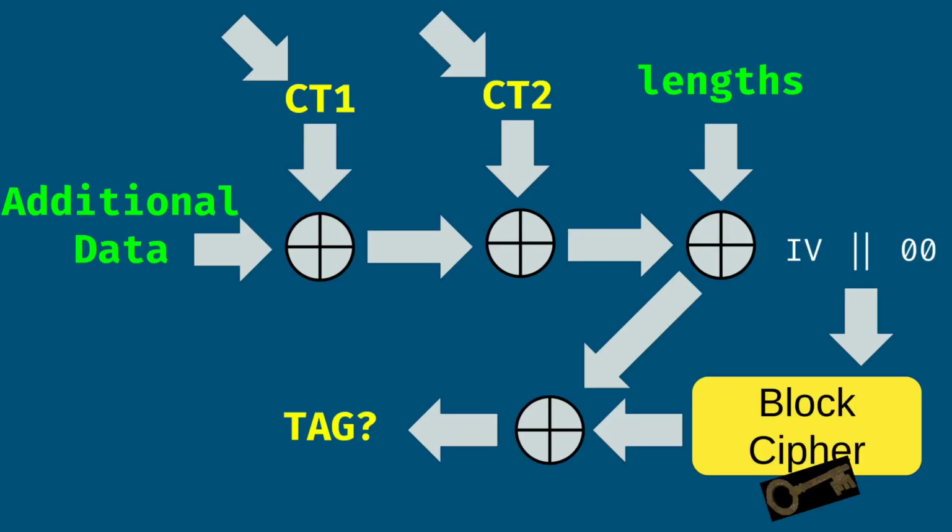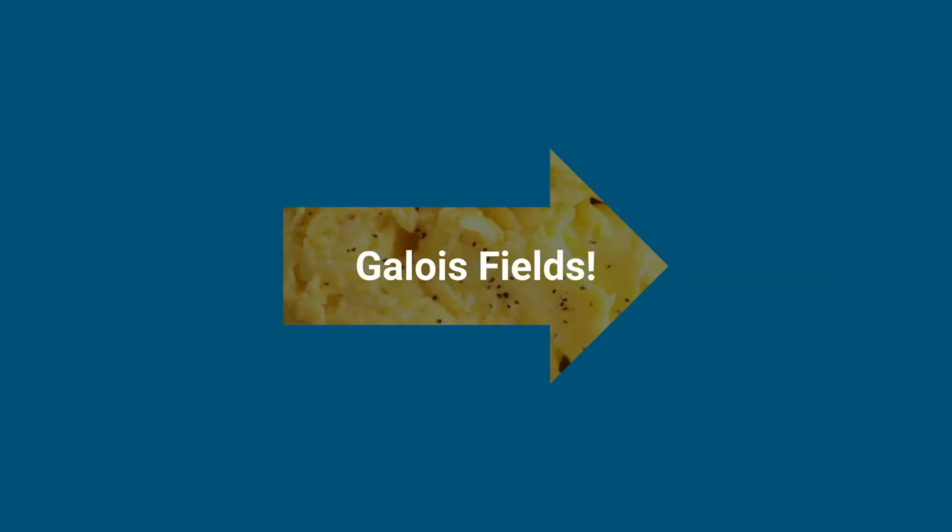The problem here is all this XORing, right? So we need some way to scramble it, depending on our key. We need to scramble everything before we XOR it. How do we do this scrambling? Galois fields! Yeah, they're used in AES for a ton of things. They're also used in GCM, hence the name: GCM is Galois counter mode.